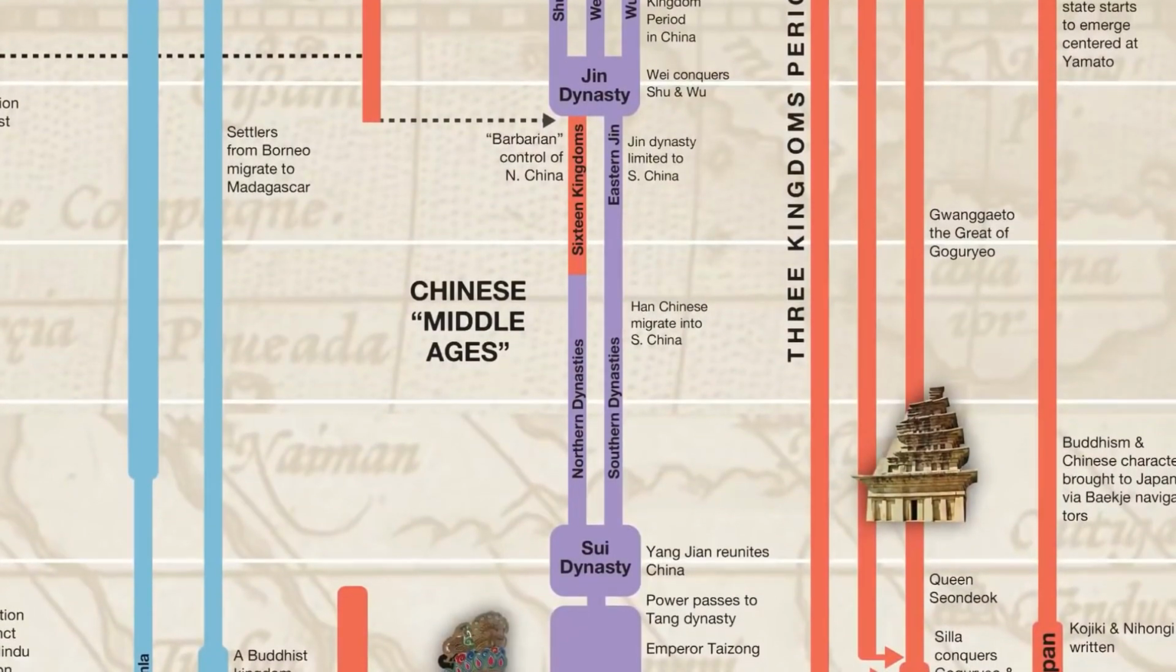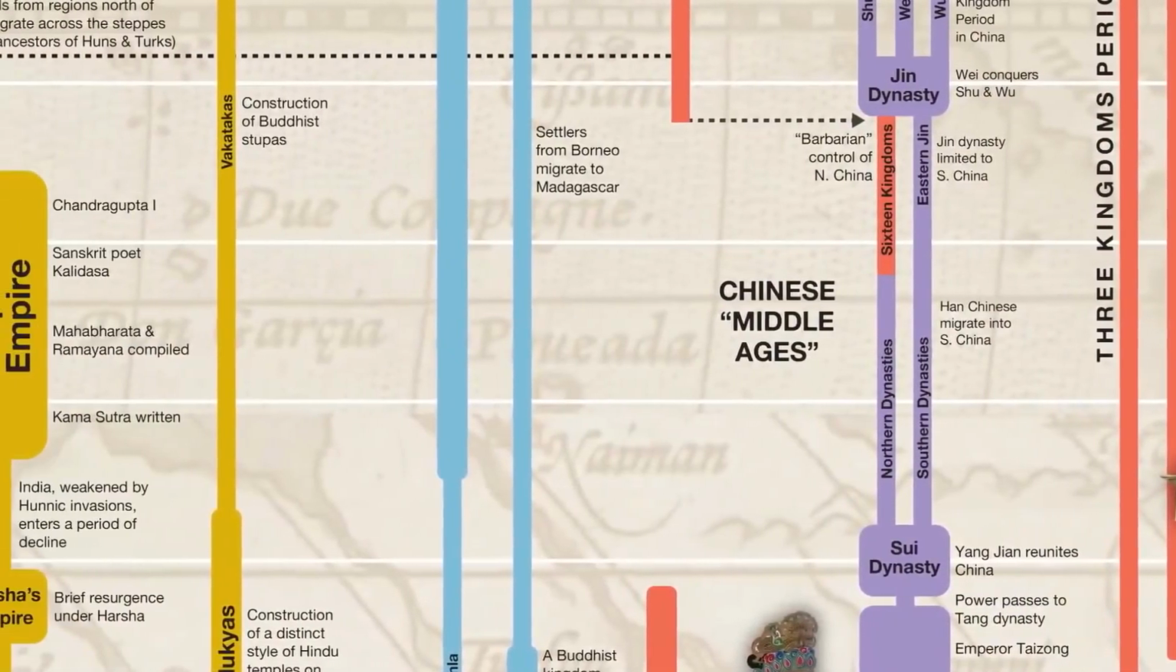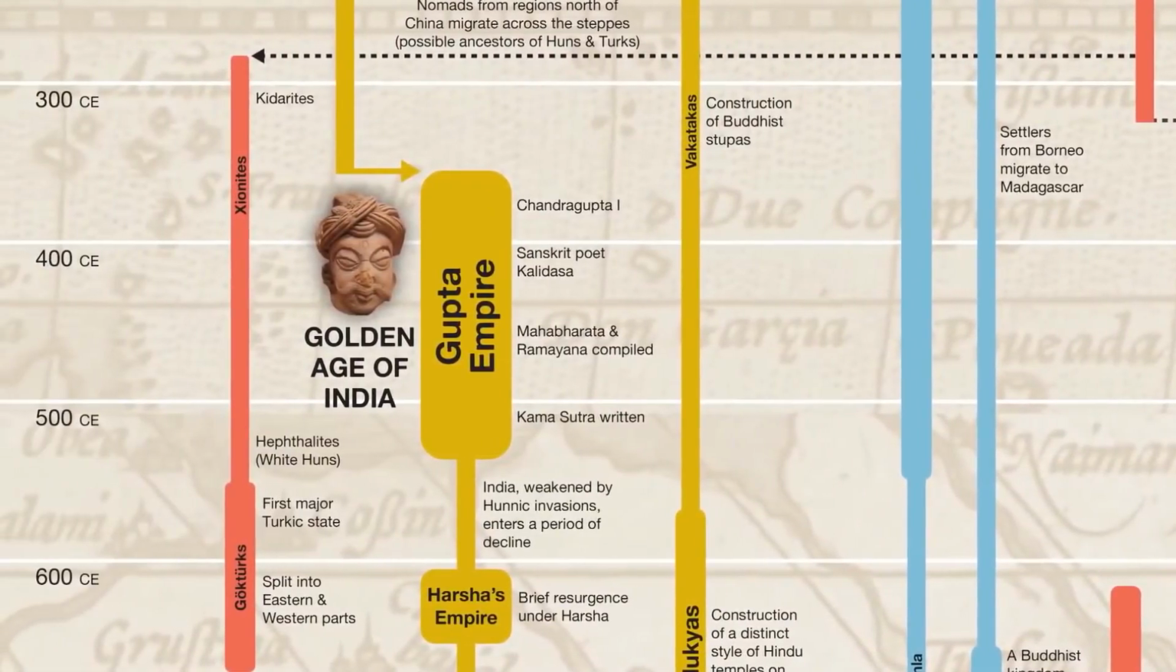Interestingly, it was during the Chinese Middle Ages, when China was experiencing a bit of a low point, that India experienced one of its major high points, with the emergence of the Gupta Empire. The Gupta Empire was the golden age of Hindu literature. This is when the famous epics the Mahabharata and the Ramayana were compiled into the versions that we know today.